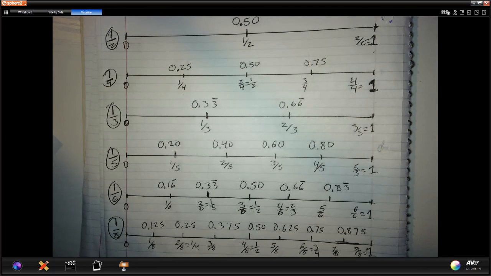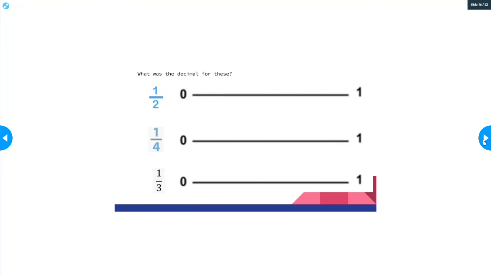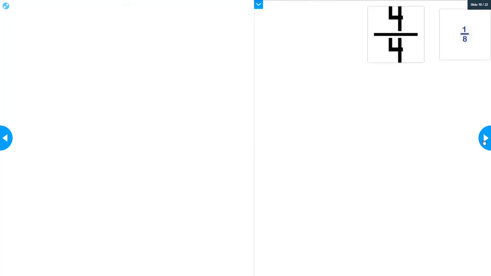Awesome job drawing those. But we are not done with our lesson. That did take a while, but we are not done. Okay, guys? Let's move on to our next slide. Let's go back to the Nearpod. So we drew in our notes those fractions, the 1/2, the 4ths, the 3rds. Then we had the 5ths, the 6ths, and the 8ths.